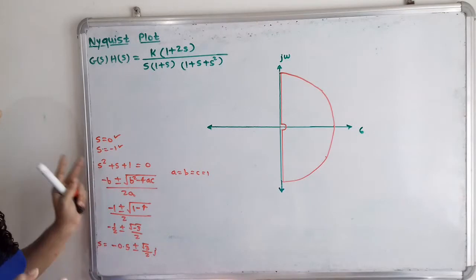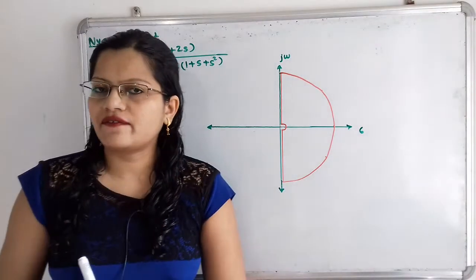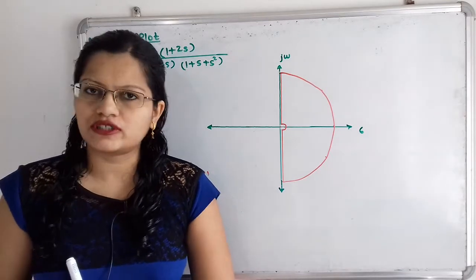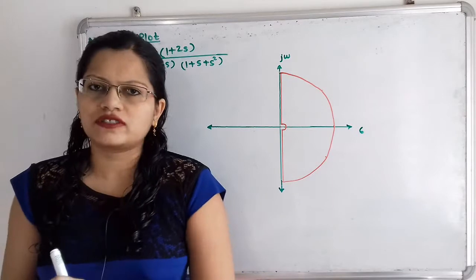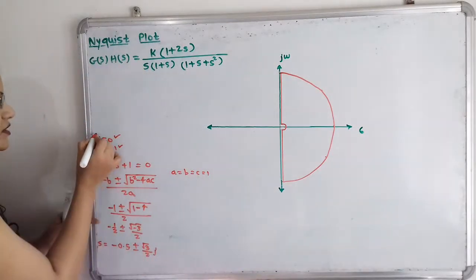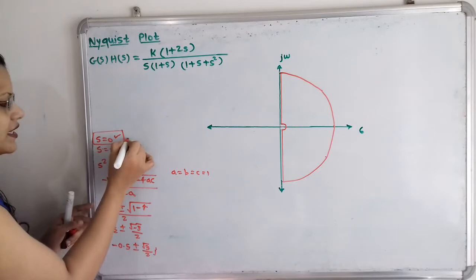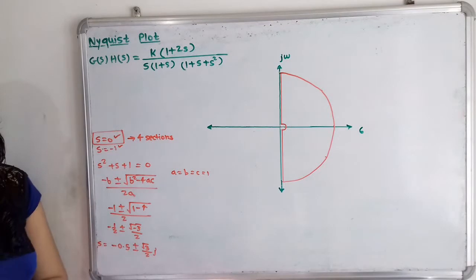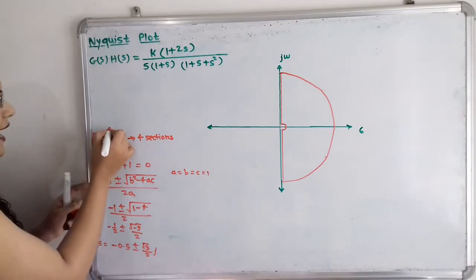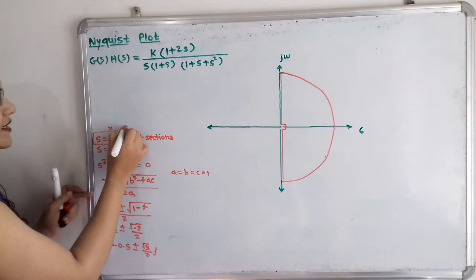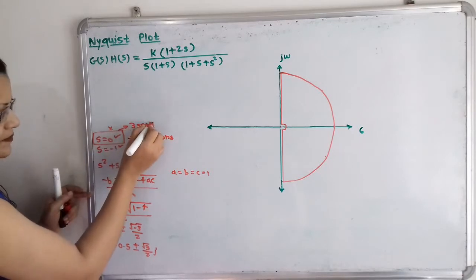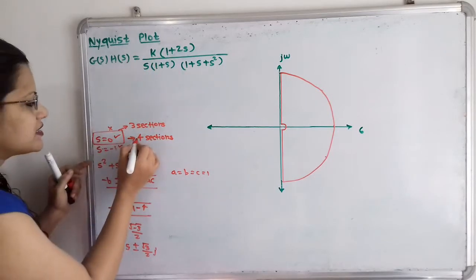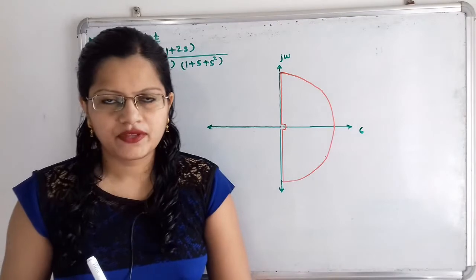Now we will understand how to plot the Nyquist contour. For the Nyquist contour, there are total 4 sections. Now why are there 4 sections? Remember, whenever there is a pole at the origin, there are total 4 sections in the Nyquist contour that we have to draw. When a pole at the origin does not exist, then there are only 3 sections. Now for this transfer function, we will understand that extra 4th section.